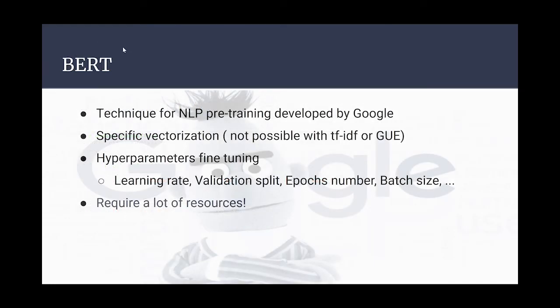So moving on to the BERT classifier. BERT stands for Bidirectional Encoder Representations from Transformers. It is a technique for natural language processing pre-training developed by Google. It requires specific vectorization that is not compatible with the 2 previously used algorithms. BERT demands a lot of computing power in order to run and requires fine-tuning of the different hyperparameters, but it is the classifier that gave us our best results.